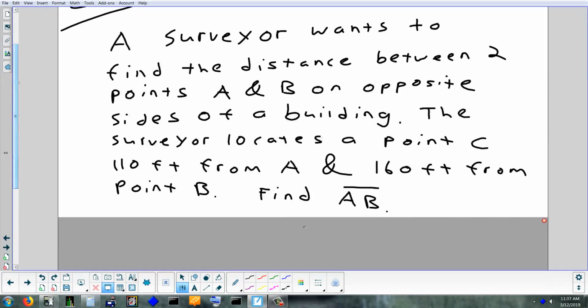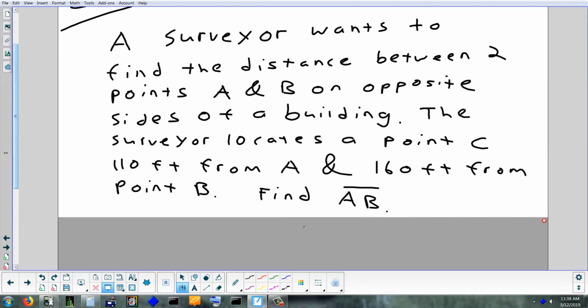All right, I think the hardest part with the word problem is really just setting up the diagram. So let's get the diagram set up, but I'm not going to go through and solve it because it's going to end up being a side angle side like we just did. Okay.